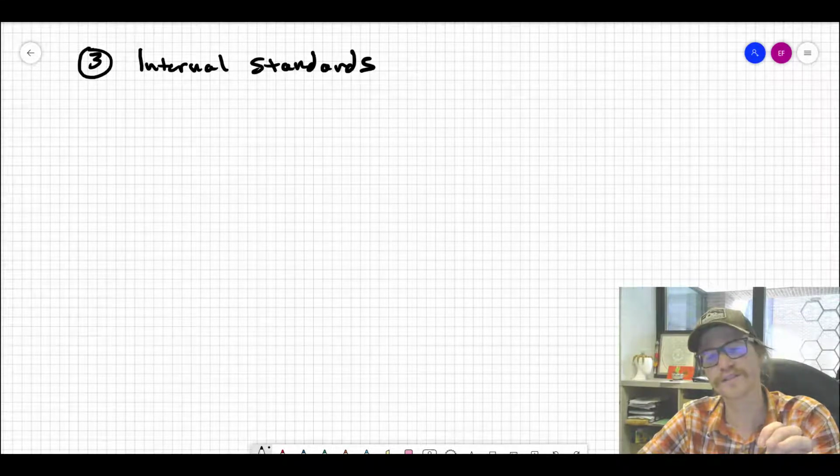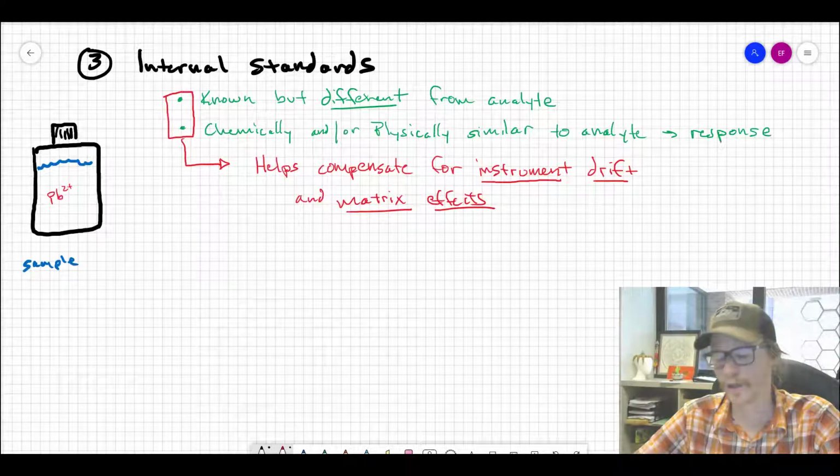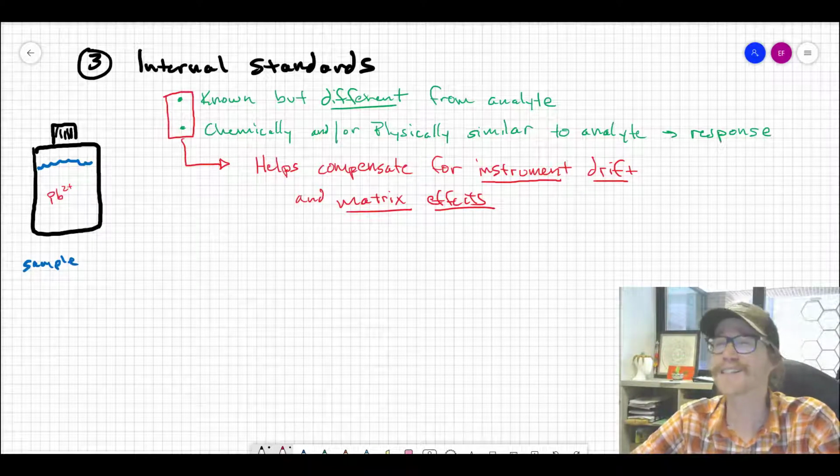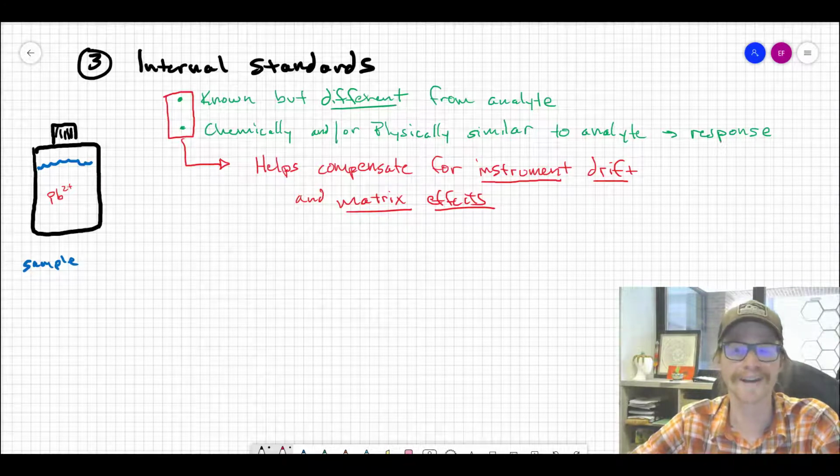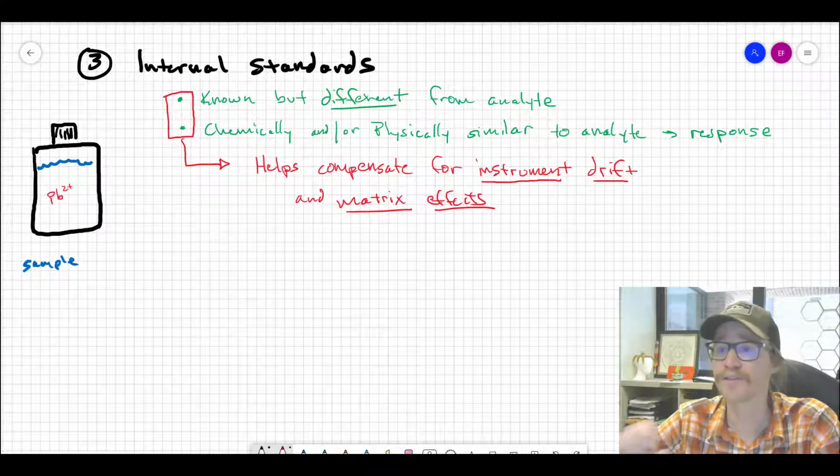They can be used standalone. Some people do that, but it's not the best practice. So internal standards are similar to standard addition, but slightly different. They're similar in that you're going to add something to your samples, but you're not adding more of the analyte, which is the case for standard addition.